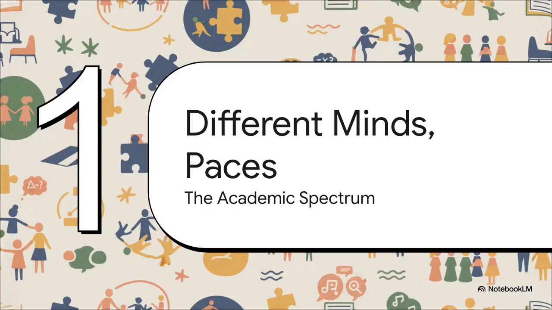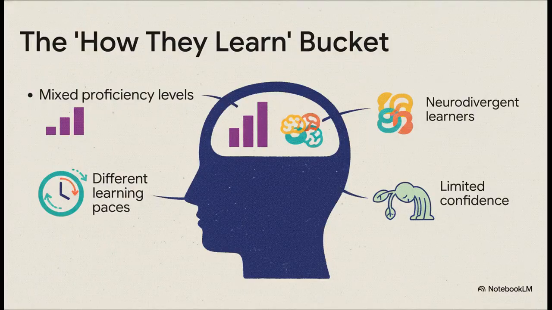Okay, so let's get into our first big category of challenges. I kind of think of this as the how they learn bucket. This is all about the huge academic and mental variety you see in your students every single day. So in this bucket, we've got a few things: mixed proficiency levels, different learning paces, neurodivergent learners, and of course, students with limited confidence in the language. I mean, that's a massive range, right? You've got kids who are worlds apart in what they know, some who just think differently, and others who are held back by what's going on inside their own heads.